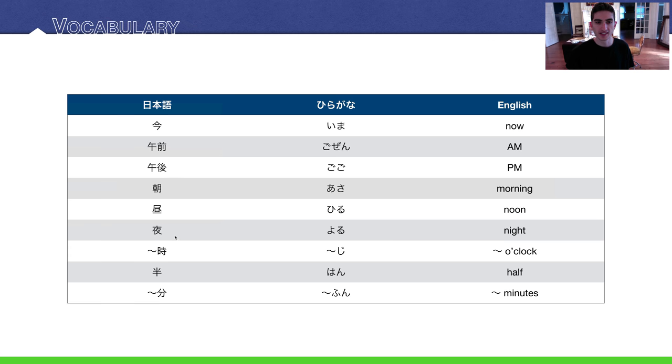Morning, noon, and night are 朝, 昼, 夜. O'clock is just 時. And then half is 半. And then our minutes are 分. Okay?